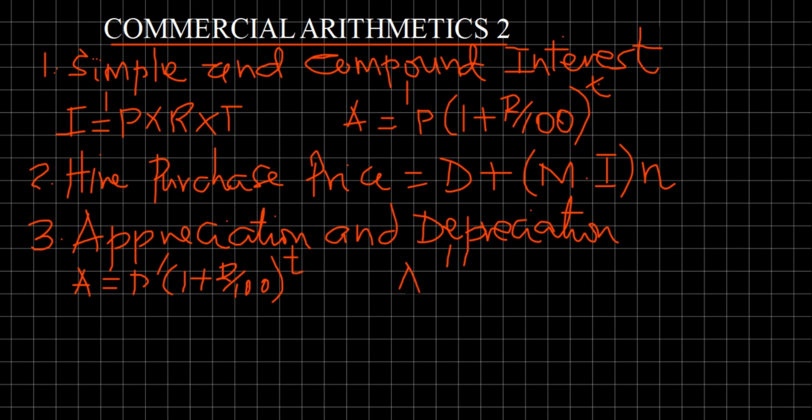Then for depreciation, it is still the amount after this period of time, but now the asset is reducing in value. So the value is going negative. And so the amount at the end of this depreciation is going to be the principal, put in brackets 1 minus the rate all over 100, and then we raise it to the power of the time, the period of time that the asset is depreciating or reducing in value.